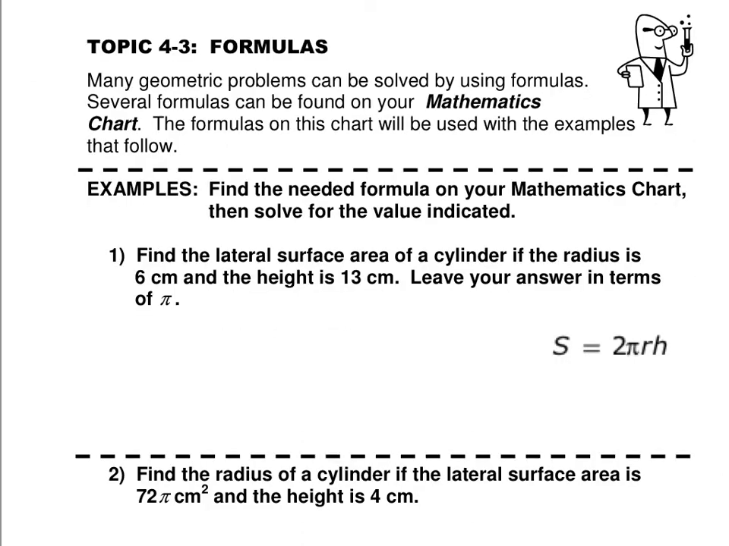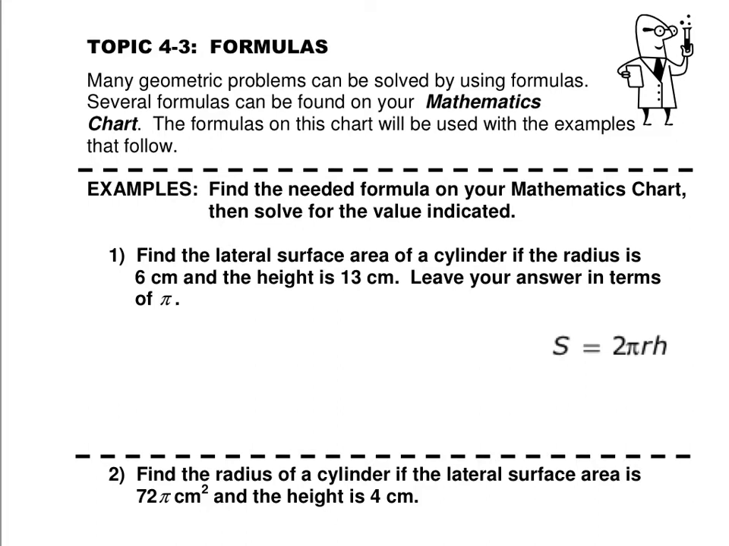The first problem is find the lateral surface area. So write that down for number 1, lateral surface area of a cylinder. That's what you're looking for. It gives us the radius. The radius is 6 centimeters and the height is 13. Write that information down. And it says leave your answer in terms of pi. What that means is we're not going to multiply by 3.14. We're just going to leave pi in our answer.